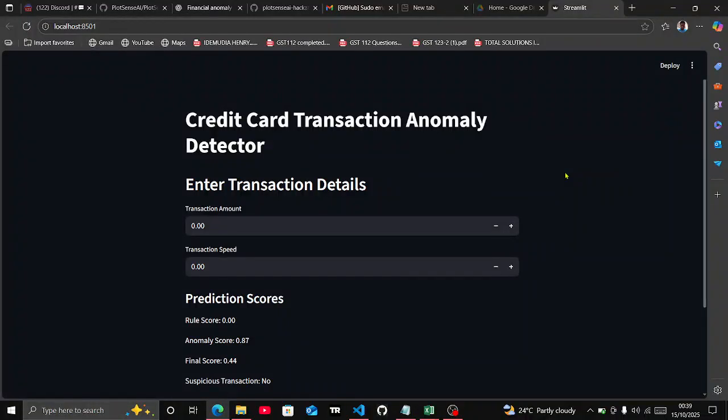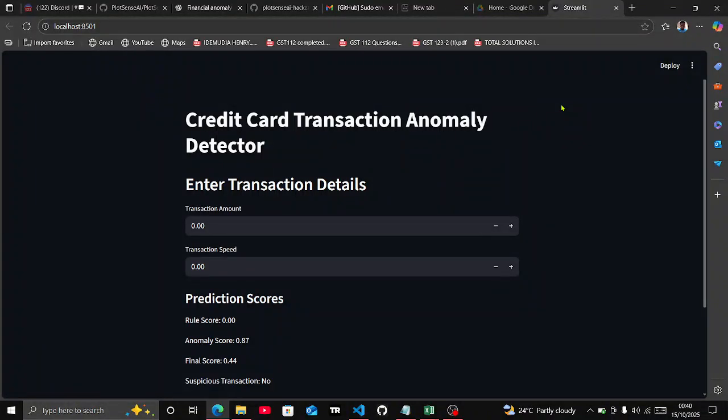So what this system does is that it detects suspicious credit card transactions in real time using rules, machine learning, and intelligent visualization with PlotSense AI. The reason for what inspired this system was because credit card fraud is costly and it often goes undetected. So this system allows users to input transaction data, and it automatically flags potentially suspicious transactions. So now, how does this system work?